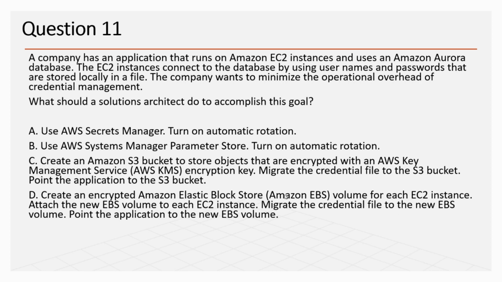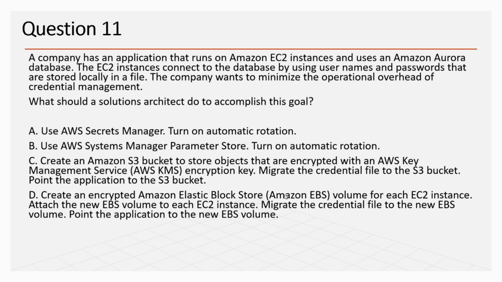So question number 11, it says a company has an application that runs on Amazon EC2 instances and uses an Amazon Aurora database. The EC2 instances connect to the database by using usernames and passwords that are stored locally in a file. The company wants to minimize the operational overhead of credential management. What should a solutions architect do to accomplish this particular goal?